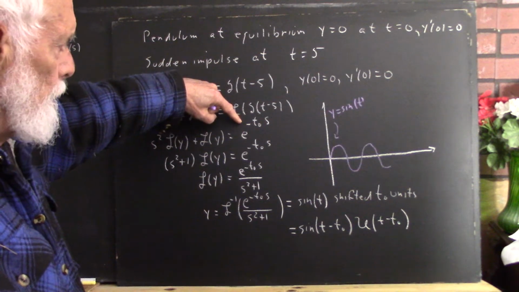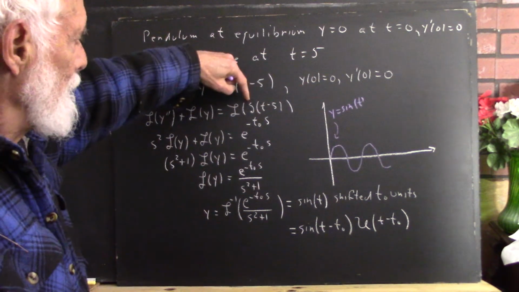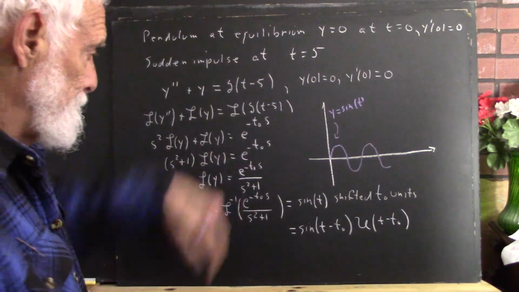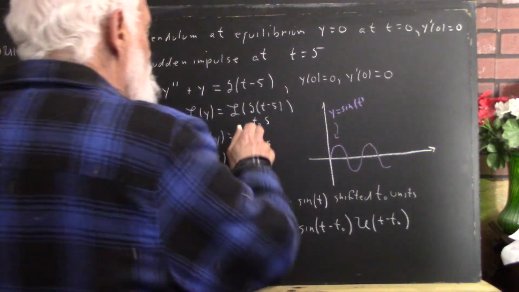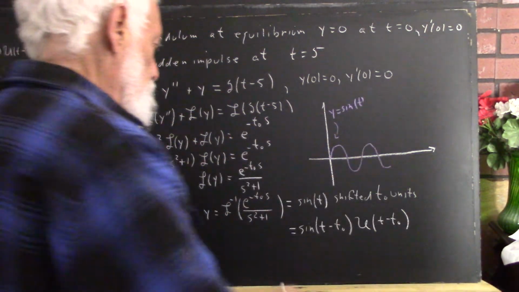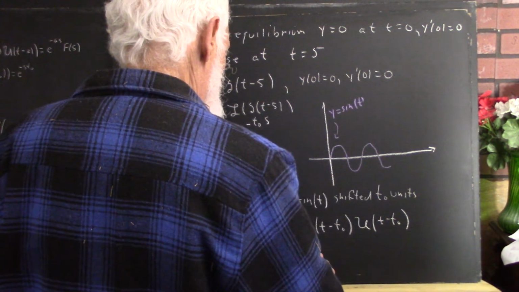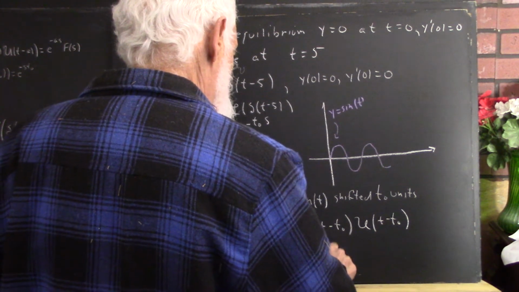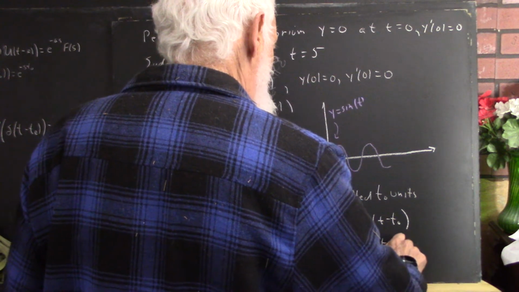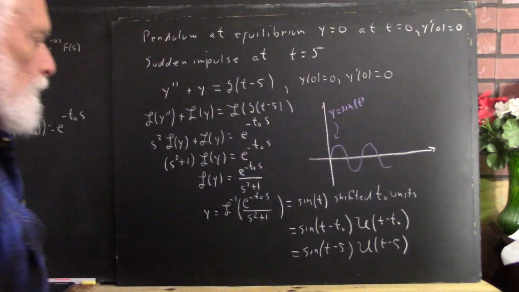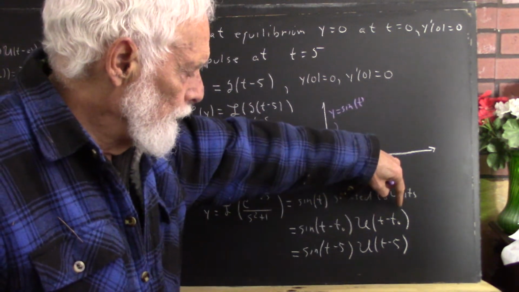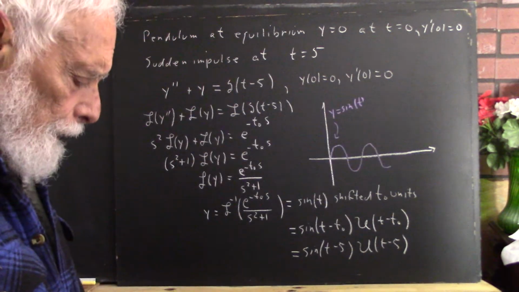Okay, when I did the t naught here, I mean, we have delta t minus 5. It's obvious that t naught is 5. So I could have kept that. I could have used 5 from here on. I just wrote down t naught without really thinking much. So sine of t minus t naught is sine of t minus 5. U of t minus t naught is u of t minus 5.